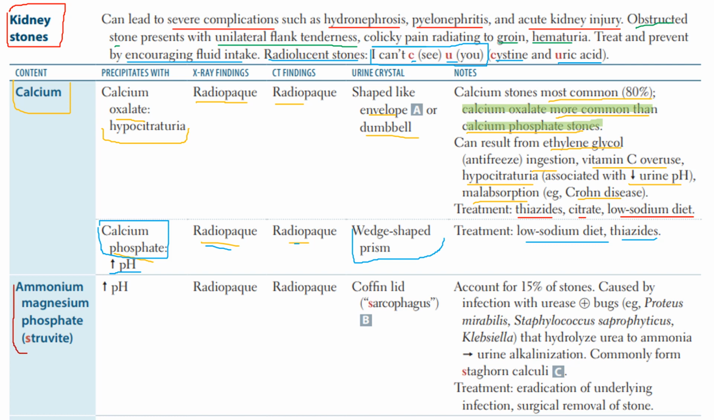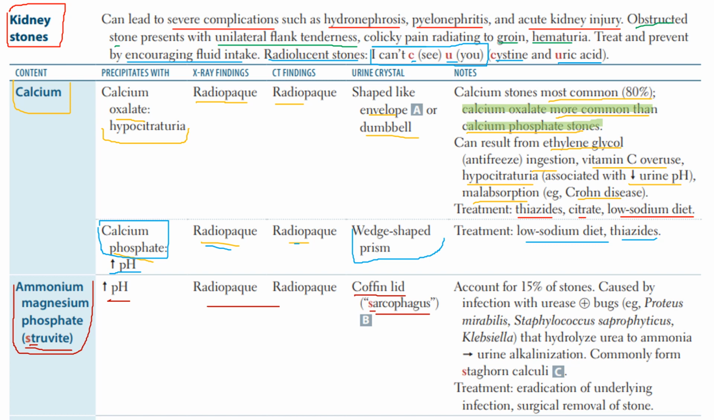Ammonium magnesium phosphate stone or struvite stone precipitates with increased pH of urine. X-ray and CT findings are radiopaque. Urine crystals are like a coffin lid or sarcophagus. Struvite, sarcophagus, both include S. So we can remember that struvite stones are like a sarcophagus.